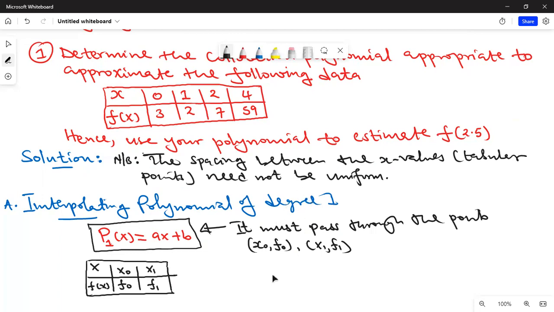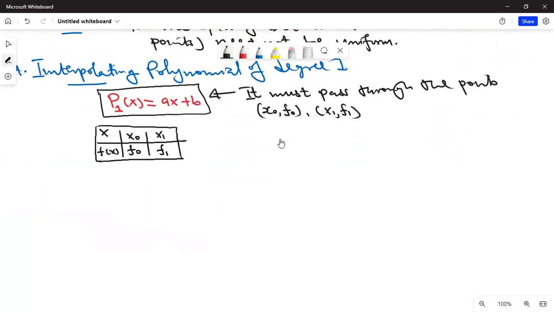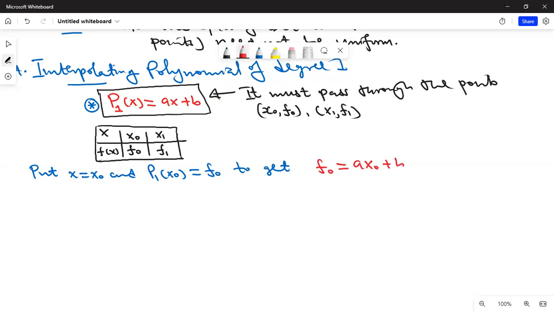Now, let's start with the first point, x naught and f naught. Let's call this equation star our polynomial. So you can just write put x is equals to x naught and p1 of x naught be equal to f naught to get f naught is equals to ax naught plus b. This is the first equation. Also put x is equals to, not x naught, but now in this case it is x1, and p1 of x1 is equals to f1 to get f1 is equals to ax1 plus b.